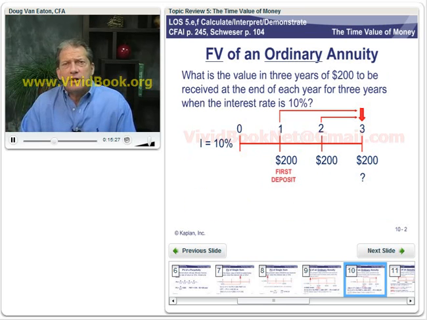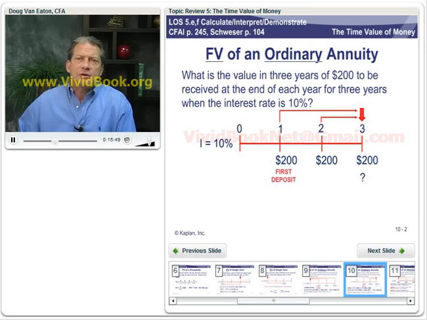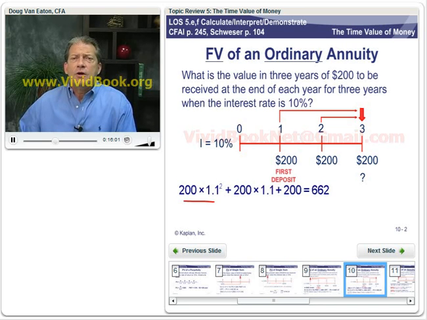So that first $200 payment is going to earn 10% interest for 2 years. So that, remember, turns into $242. Our $200 that we put in 2 periods from now earns interest for 1 period. So that $200 would turn into $220. And then we get $200 at time 3. That's our third deposit into the account, but that's not going to earn any interest. So with our calculator, we can just add these up: 242, 220, and 200, we'd have 662 if we made these deposits into an account that earned 10% compounded annually.